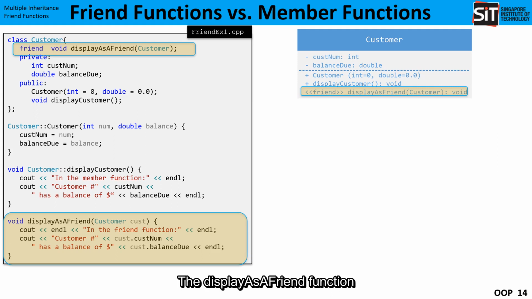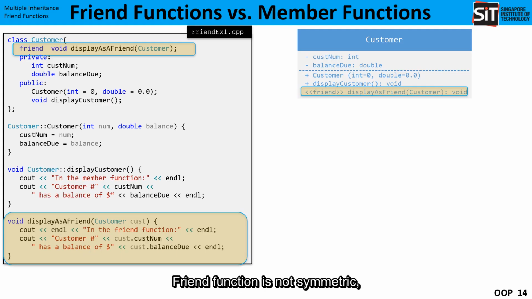The display as friend function is neither public nor private. It is not affected by the access specifier, meaning to say it can be placed anywhere in the class declaration. But in the class diagram, we usually place the friend function together with the rest of the member functions. Another point to take note of, the friend function usually has one class object as the argument. That said, the friendship must be granted, not taken, by using the keyword friend.